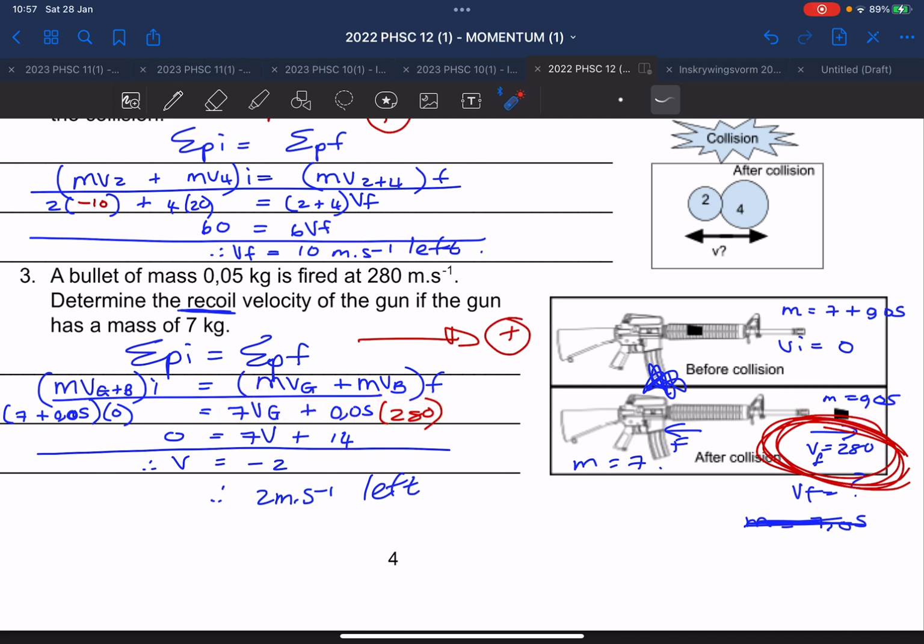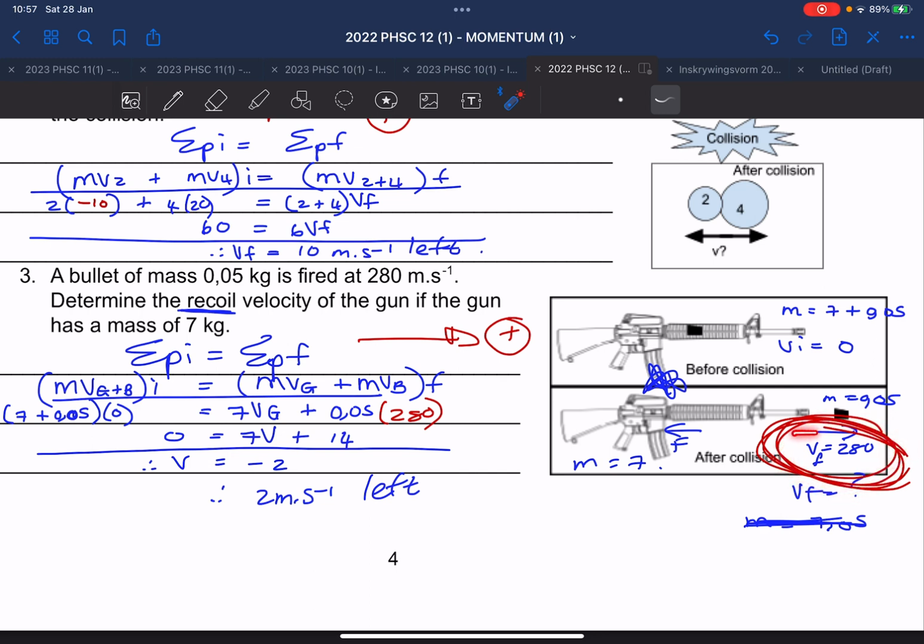No, they will tell you object A, object B, or stuff like that. What did I forget to say? I did do it here. Direction. Okay, now I just said your 280 meters per second is very fast.